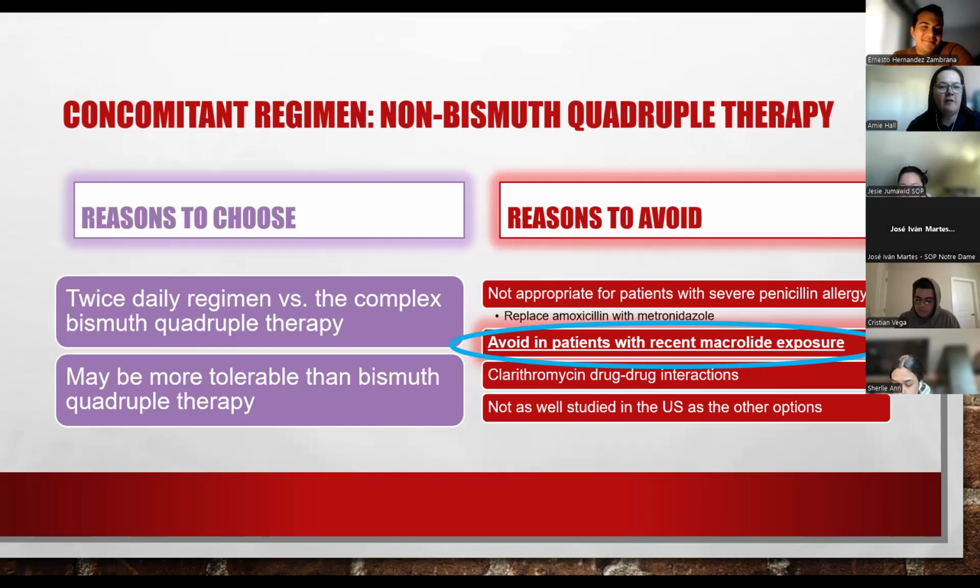All right, so benefit of this therapy is that it's twice a day compared to the complex bismuth quadruple therapy, which was 4 times a day. But it may be more tolerable than the bismuth quadruple. Again, it may not be appropriate for patients with severe penicillin allergy because we have both the amoxicillin and the metronidazole in this regimen. Again, we want to avoid in patients with recent macrolide exposure and a resistance rate greater than 15%. Watch out for drug-drug interactions and QTc prolongation.